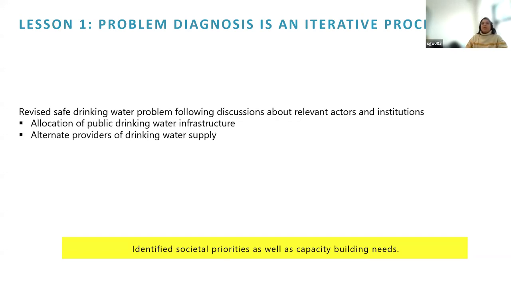But then over time, when we started to discuss who the actors are and what the institutions behind these problems are, we got a further revision of the safe drinking water problem. The first being that there was an allocation issue as to how drinking water infrastructure was being distributed in these peri-urban areas. And the second is that not only were public providers involved, but there were also alternate water service providers that were quite active. So that was a further refinement.